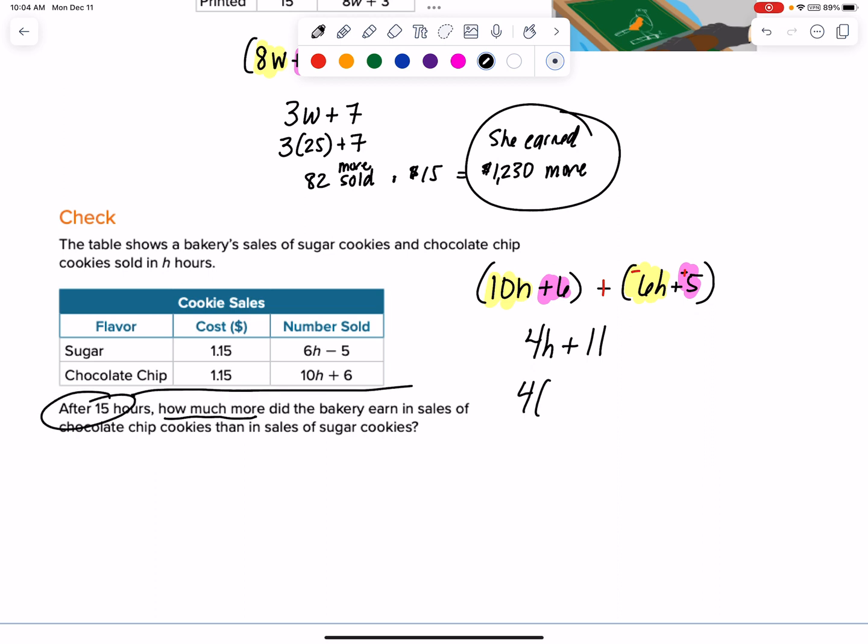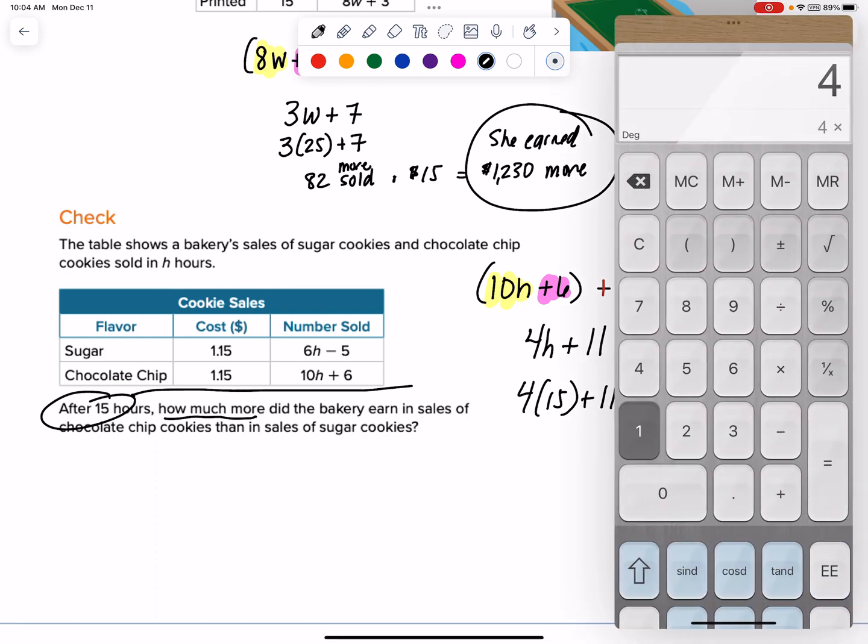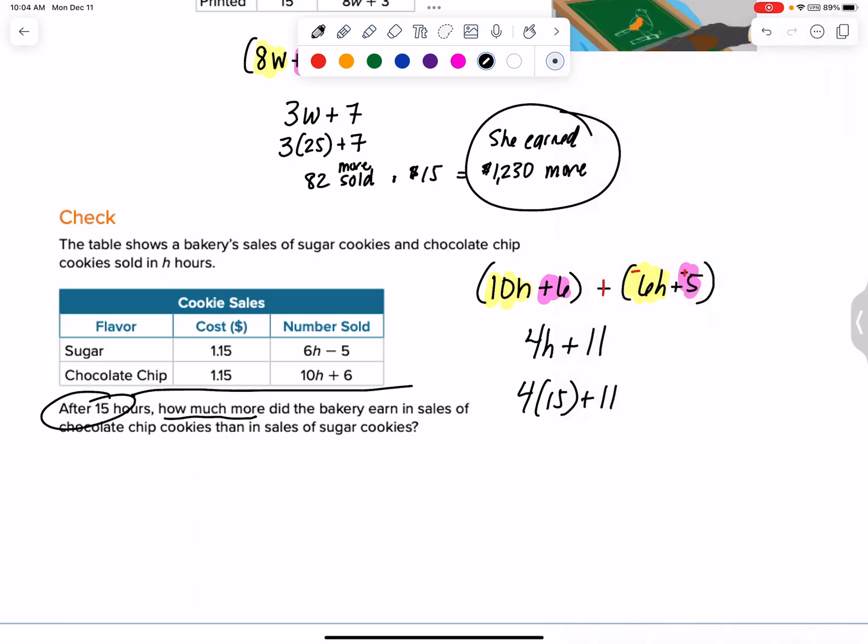So we'll plug in the 15 hours. So 4 times 15 plus 11. So they sold 71 cookies. And that's, remember, because we did the subtraction, 71 more chocolate chip than the sugar. So always labeling and thinking about what your numbers actually mean is super important.